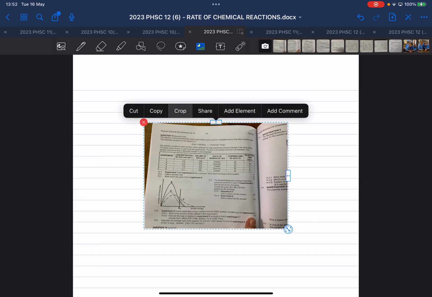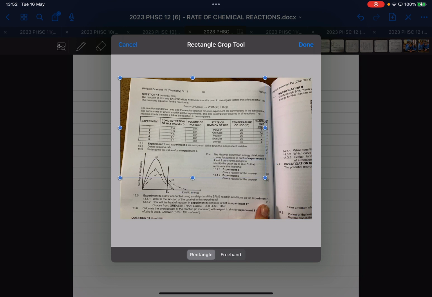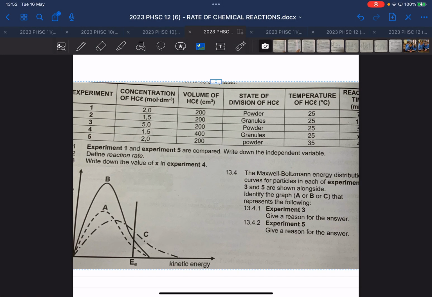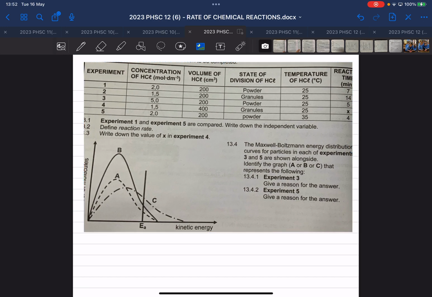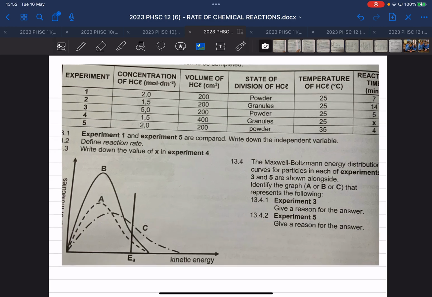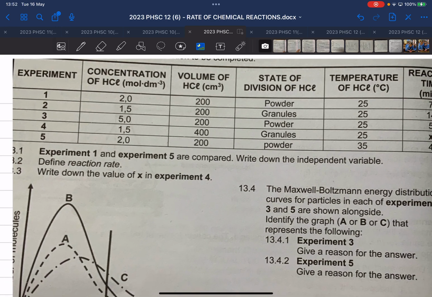Okay. If you look there, let's look at the first one, sorry, the first column. The concentration you can see there. Some is 2, some is 1.5, and then there's one that's really big. It's experiment 3. It's 5. Okay, so we think that one, if it depends on concentration, will be the fastest.